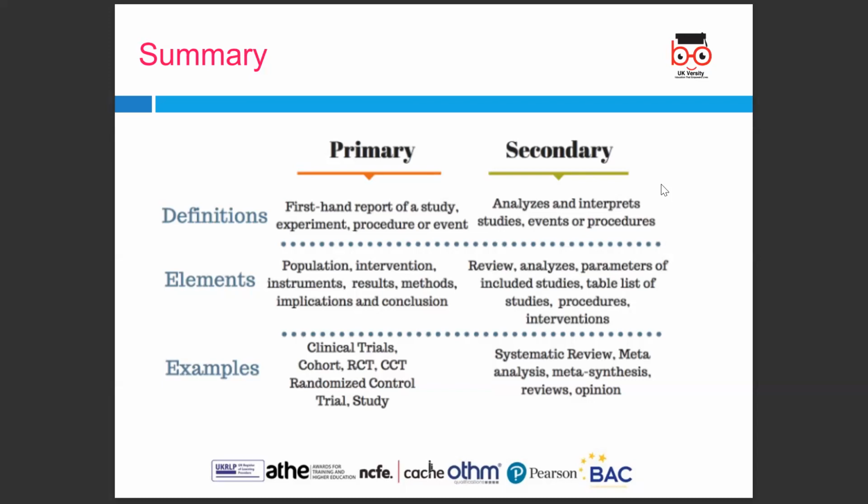For secondary research, it analyzes and interprets studies, events, or procedures. As we went through the different types of secondary research and the different types of primary research, you'll have a better idea of that. The elements of that are review, analysis, parameters of included studies, table list of studies, procedures, and interventions. The examples are systematic review, meta-analysis, meta-synthesis, and reviews and opinions in regards to this.